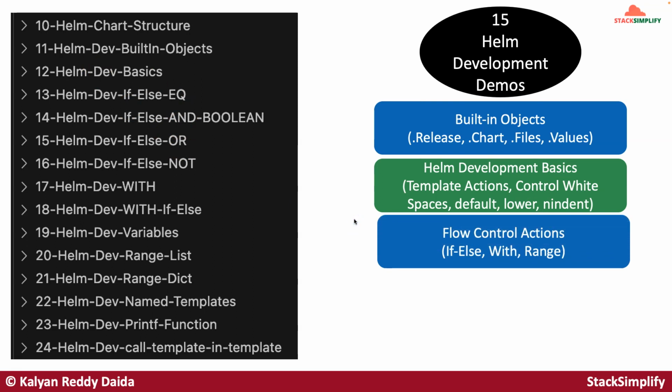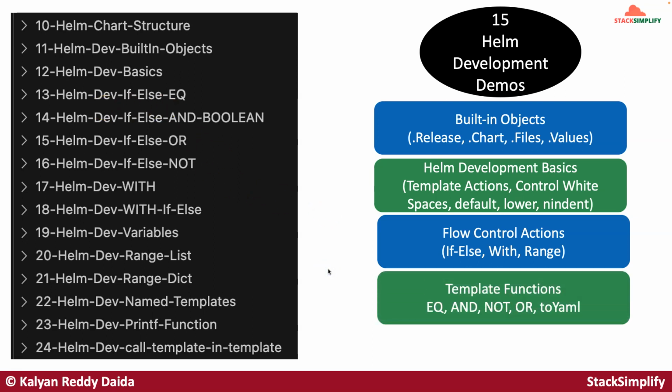From there, we'll learn about Helm flow control actions, which are if else, with, and range. For these, we are going to implement multiple demos in combination with template functions like eq, and, not, or, toYaml. We can see it here: Helm Dev if else, equal, if else, and boolean. So like this, multiple demos will be implemented, flow control actions in combination with template functions.